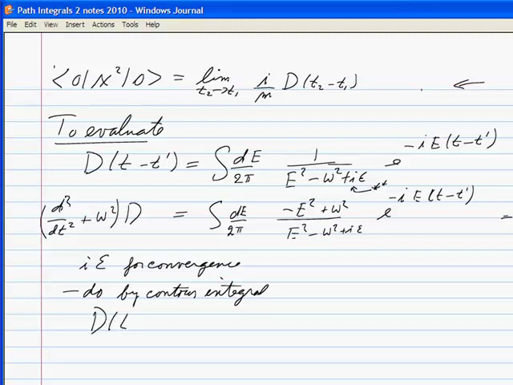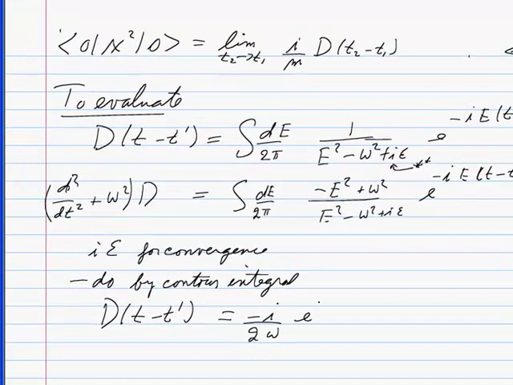Given that, I can do the contour integral. And you get d of t minus t prime is minus i over 2 omega e to the minus i omega absolute value of t prime minus t. I've done enough of these probably. You can do this when t is bigger than t prime. You close the contour in the lower half plane, I guess it is. You pick out the pole, and at the pole you get the residue being 2 omega. So the usual tricks there.